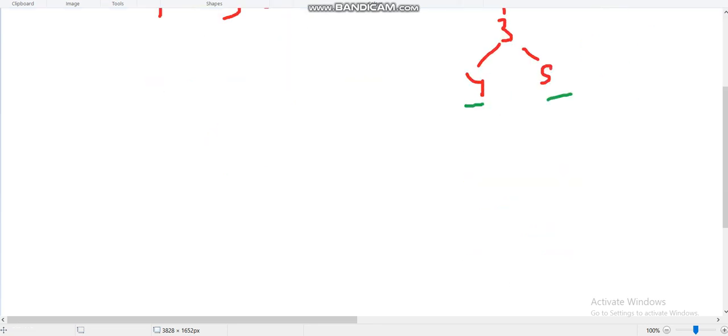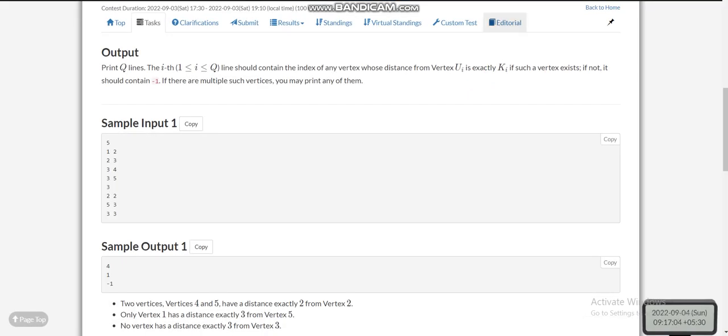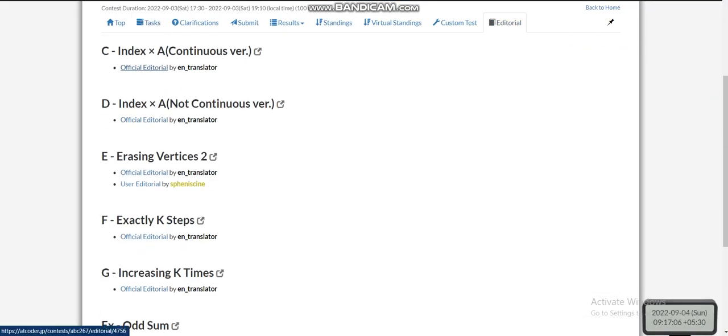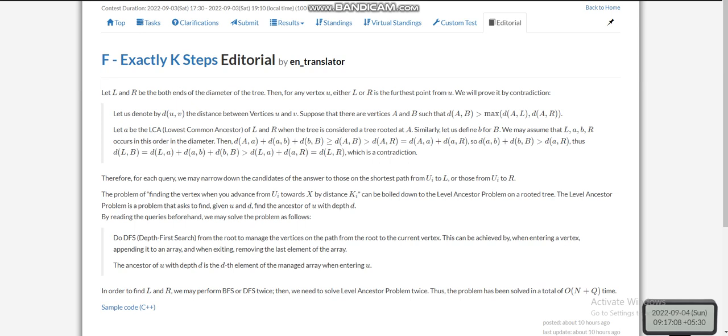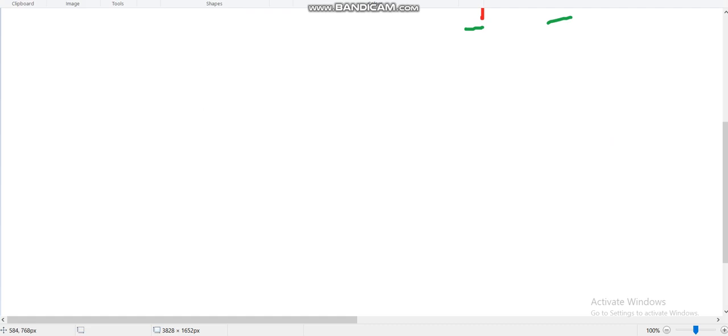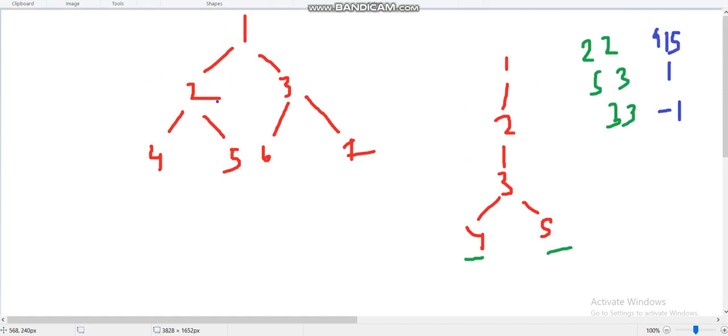So now let's go into the editorial. This is the editorial. You can go through this editorial, and now I will explain it to you. According to the editorial, you need to know the diameter of a tree. The diameter of a tree is the length of the longest path between any two nodes of the tree.